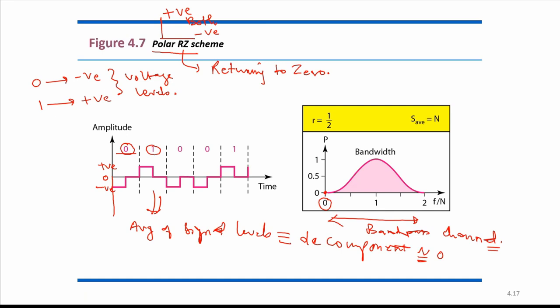In case of the polar returning to 0 scheme, the R is defined by 1 by 2. That means for sending one bit of data, or one data element, we need two constant levels. So two signal levels, or two signal elements, are being used. So 1 by 2 is the R, and as the signal rate equals the data rate, whatever the data is, the signal rate will be the same.